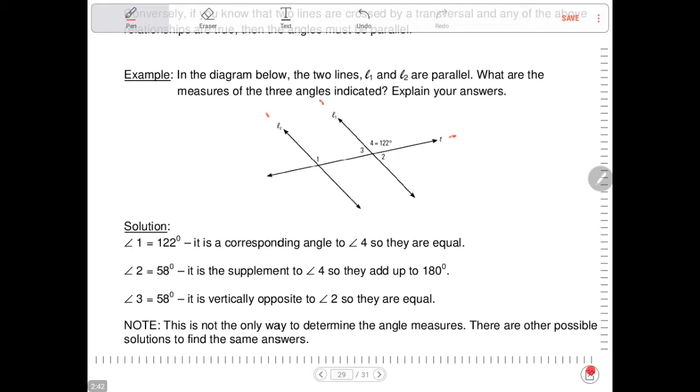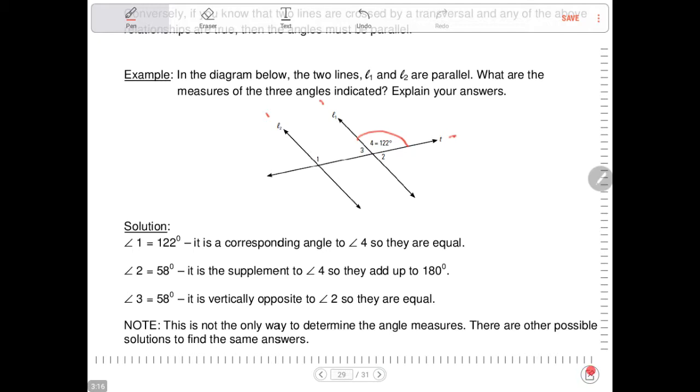The only angle we've been given is angle 4. Angle 4 is 122 degrees. I want to point this out right now: you do not need to follow a certain order. If you look at the solution here, it's given away that angle 1 is 122, but the point I'm trying to make is, if you can apply one of the rules and solve for number 2 first, by all means. You do not have to follow the right order. But let me just show you an example here.